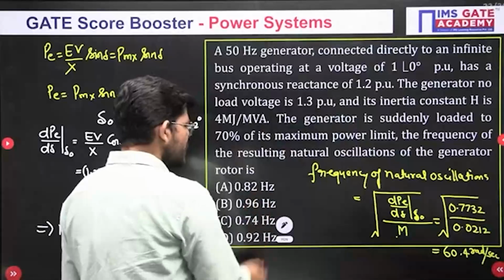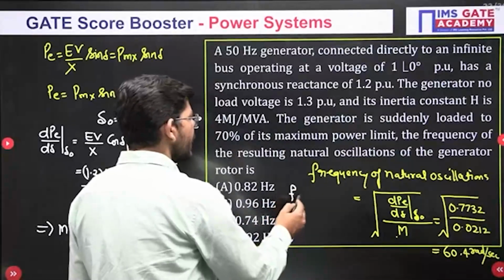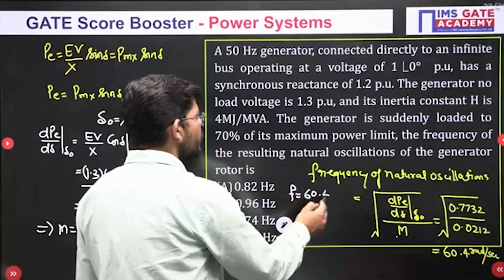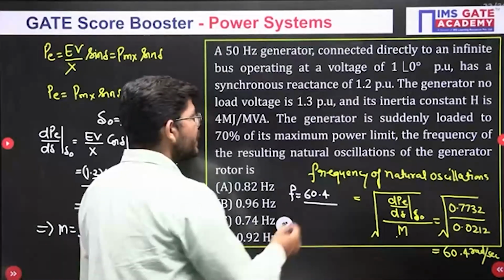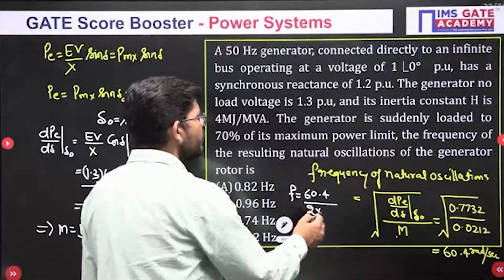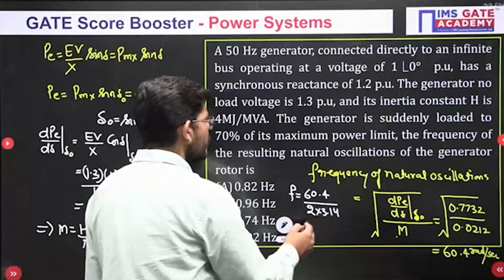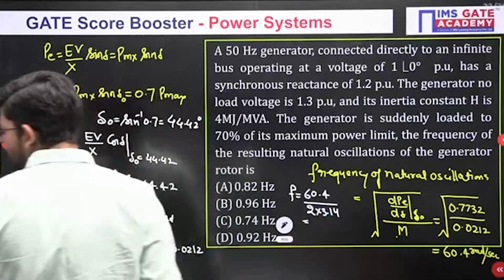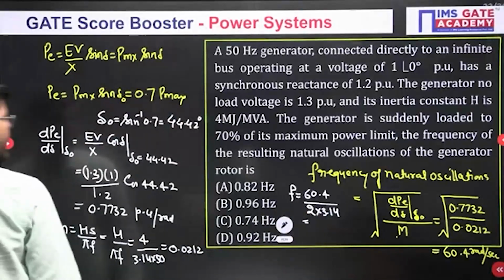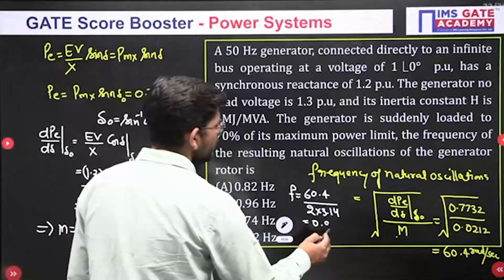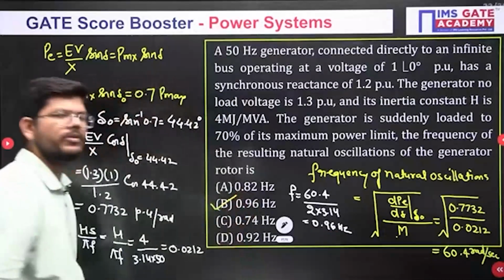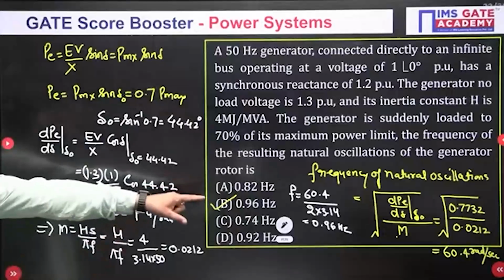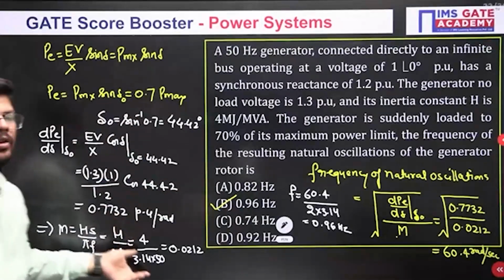Now we have to answer in F. So what will be F? F will be 60.4 radian per second divided by, you know that omega is 2 pi f, so it will be 2 into 3.14, and once you do that you will get 0.96 hertz, which is option number B. So just see, if you know the formula you can very easily solve this question.